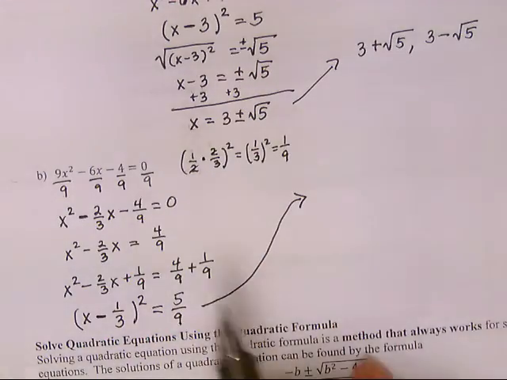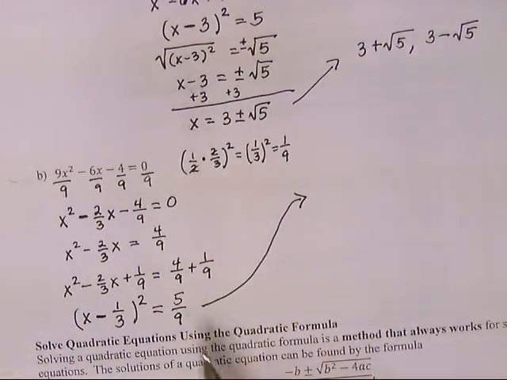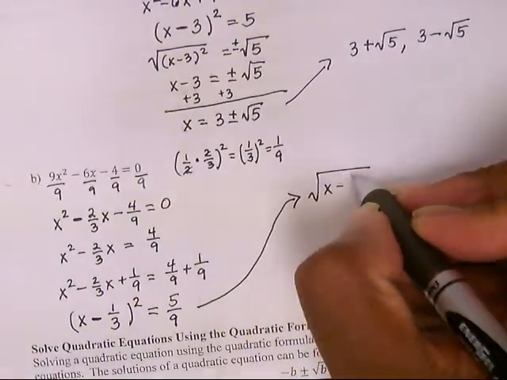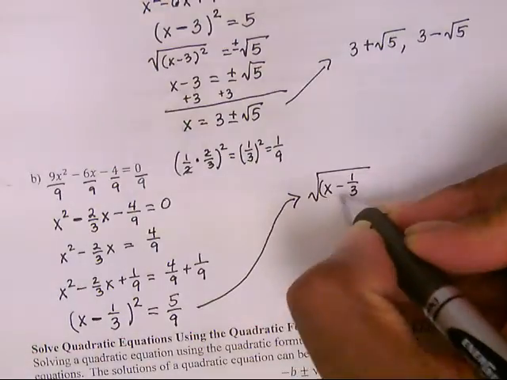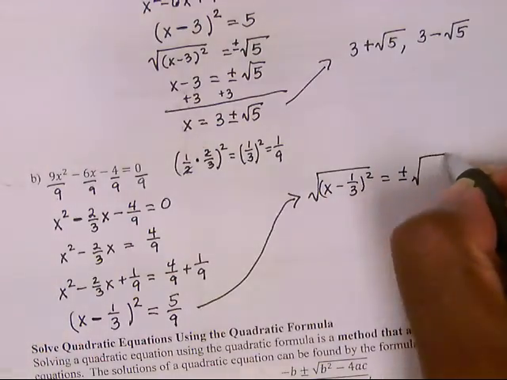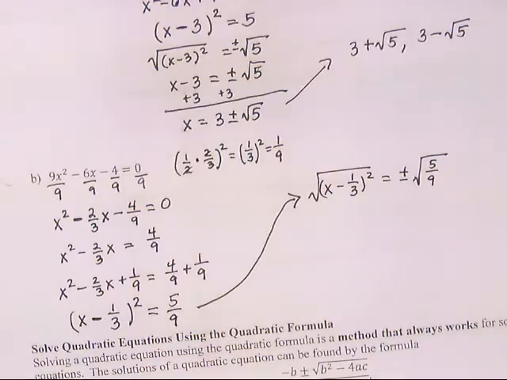I'm going to continue this here. Since I'm squaring something, I can use the square root property by taking the square root on both sides. So I have the square root of x minus 1/3 quantity squared equal, and I have to bring in plus or minus since I'm taking the square root on both sides. Square root of 5/9.